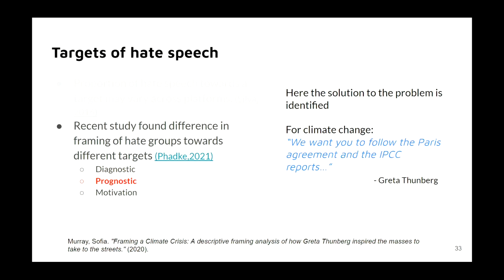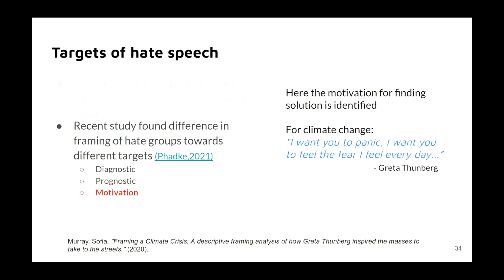Second is the prognostic part. Here, the solution to the problem is identified. So again, for climate change, they can suggest that we should follow the Paris Agreement and IPCC rules. Finally, the motivation. The motivation is actually for finding the solution. What is the need for the solution? Again, for climate change, we can identify there is a crisis, and for the crisis, we can feel fear. And due to that fear, it is important to find the solution.